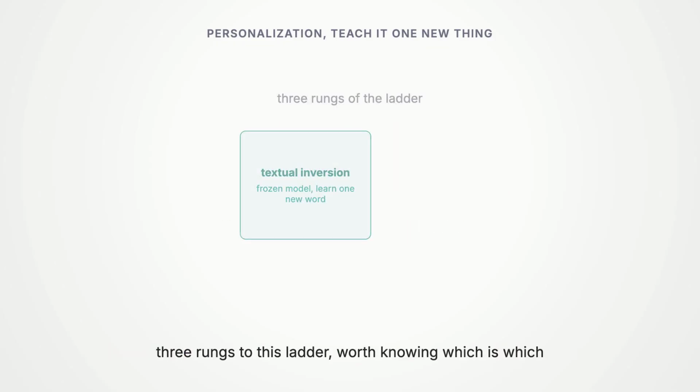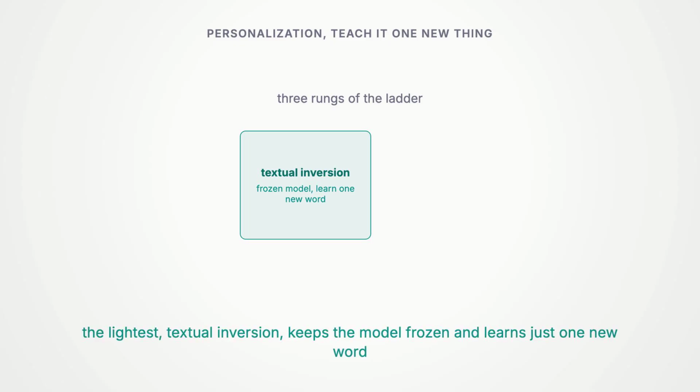There are 3 rungs to this ladder, and it is worth knowing which is which, because tutorials blur them constantly. The lightest, textual inversion, leaves the whole model frozen and learns just one new word, a single fresh entry in its vocabulary that points at your subject.